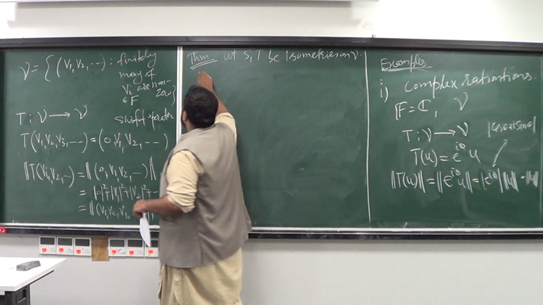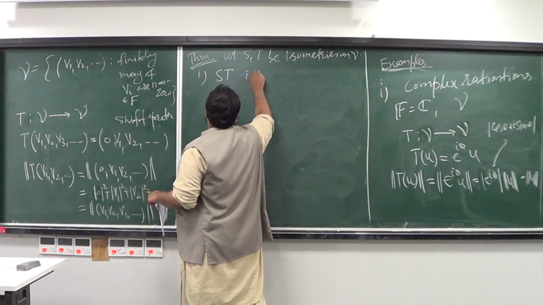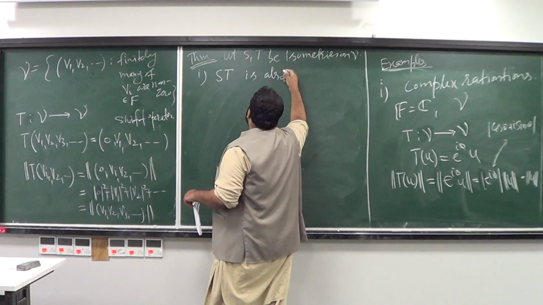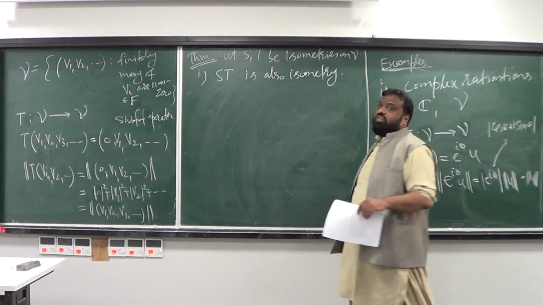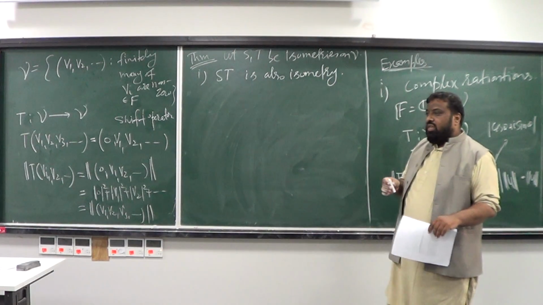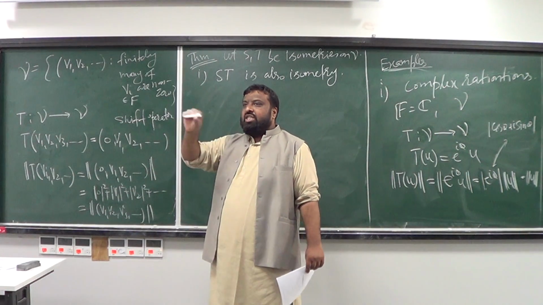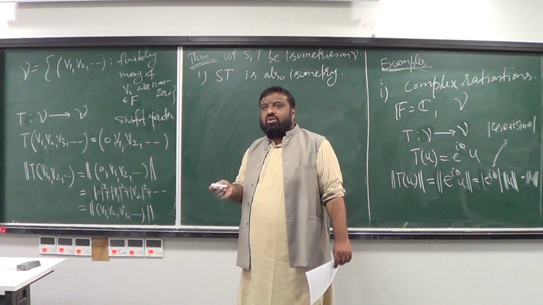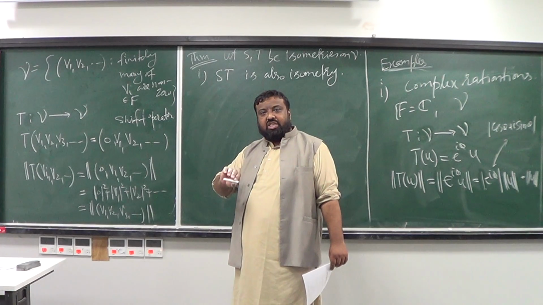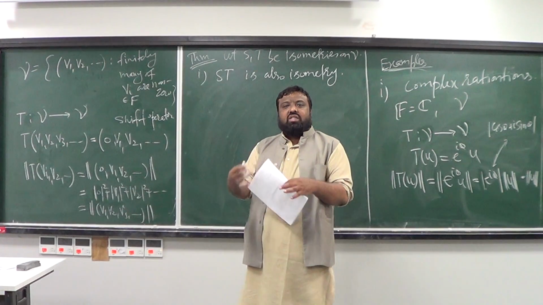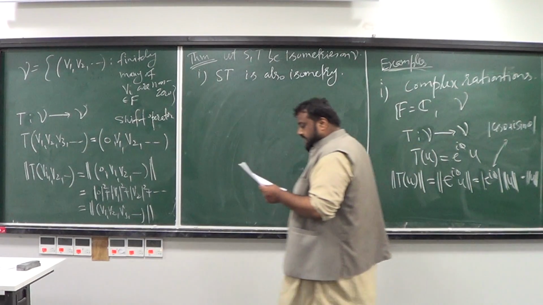the composition of S and T is also an isometry. So composing one isometry with another isometry gives an isometry. In other words, translation is an isometry, rotation is an isometry, but if you do the composition, in other words, translation and then rotation, or rotation and then translation, that would still be an isometry actually.